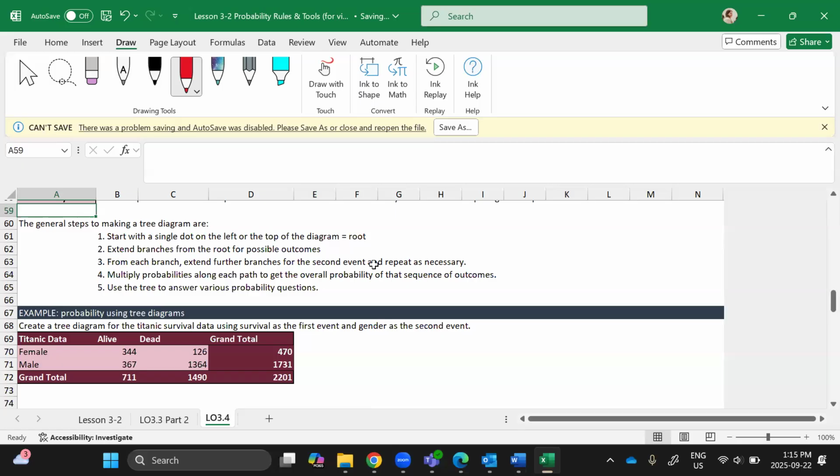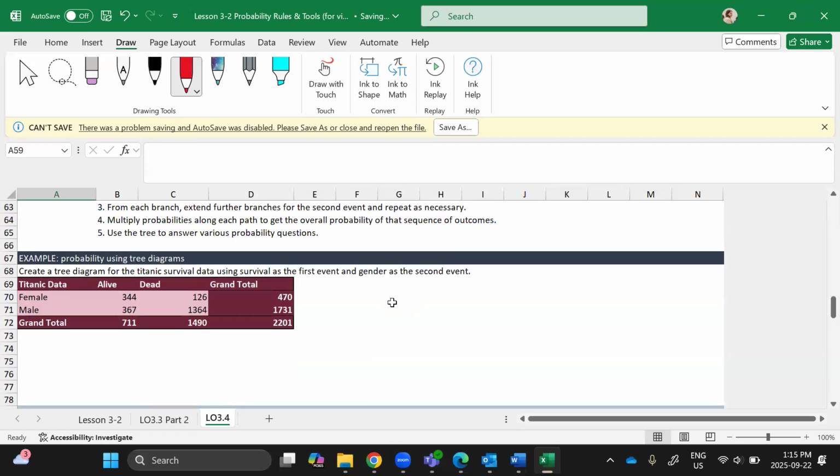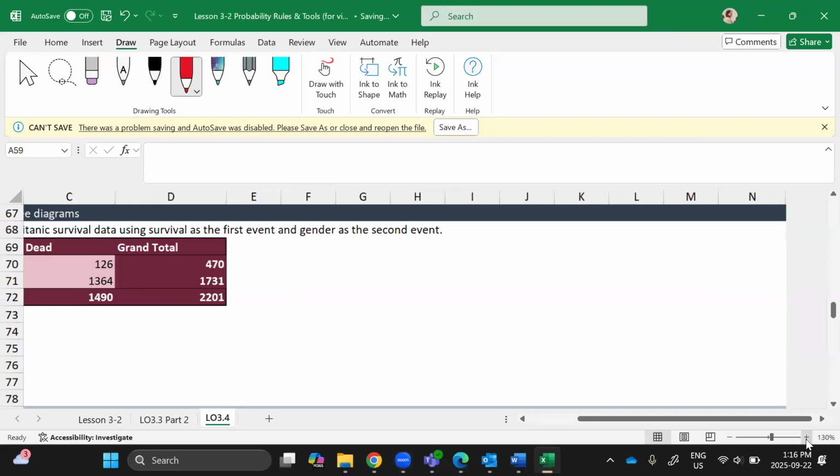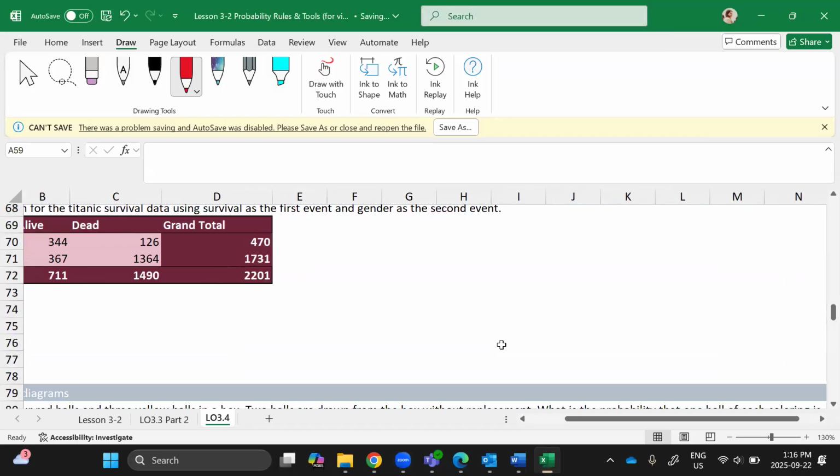You then extend roots for possible outcomes, and then from each branch, extend farther branches for the second event that could happen and repeat as necessary. Once you've drawn the tree, you can use it to answer questions like we just did for the contingency tables as well. So I'm going to show you a first tree diagram for the Titanic survival data. I'm just going to zoom in so it's easier to draw out the tree. I'm going to draw this tree from left to right.